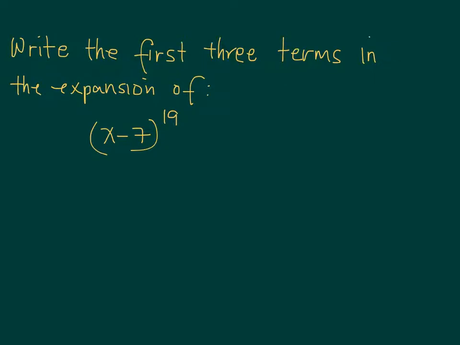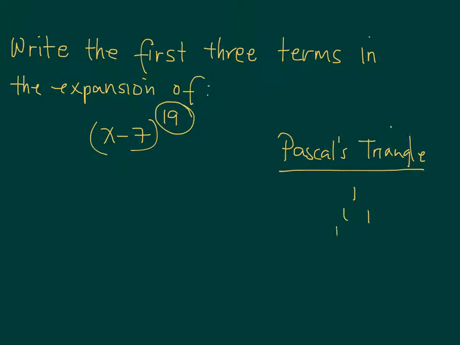So here is another example on how we can use the concept of the binomial theorem. The problem says write the first three terms in the expansion of (x − 7)^19. So here, if you look at the exponent, it's already 19. So Pascal's triangle might not be the most practical method that we have to use, because that means you have to create the triangle until you reach the set of numbers needed for n equals 19.